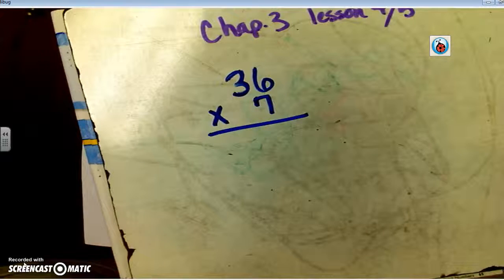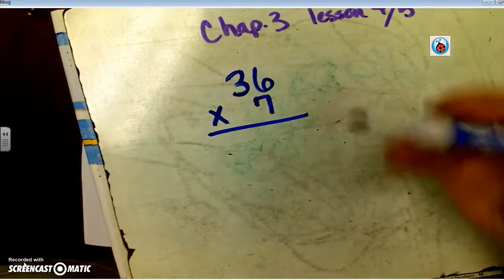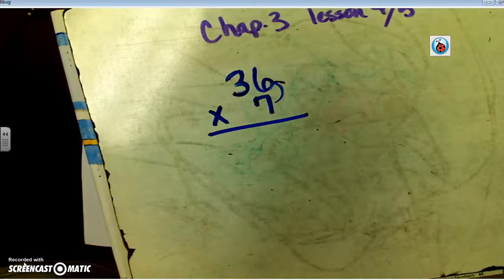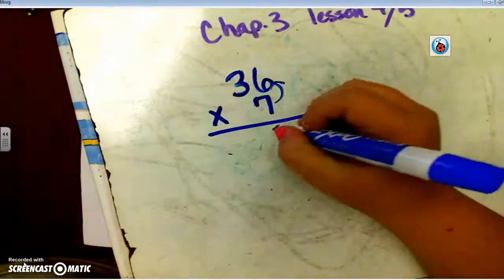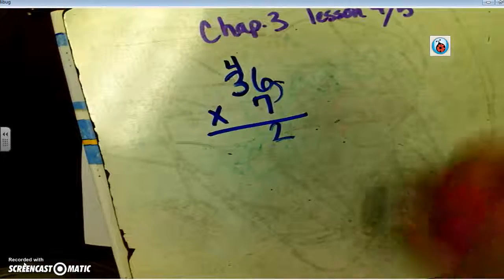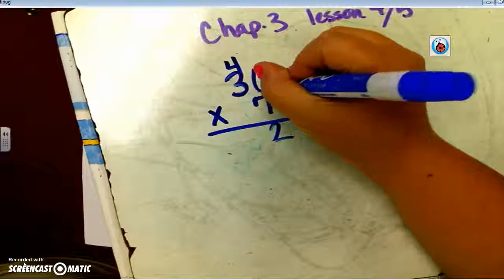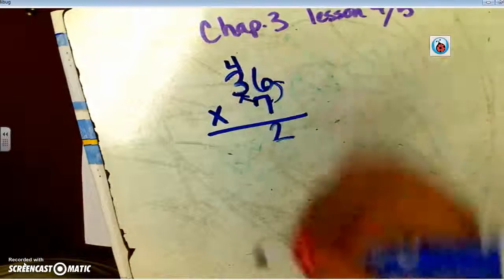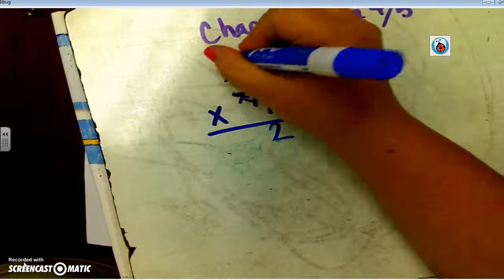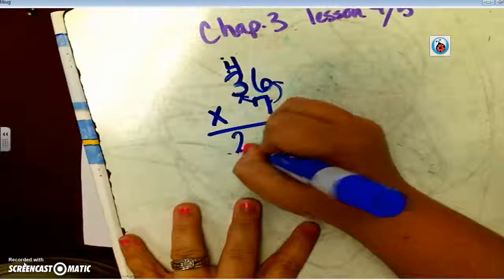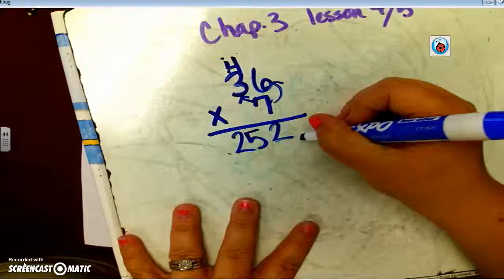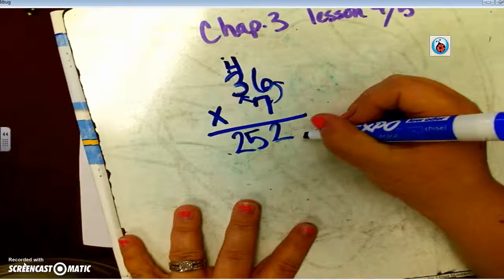You were probably taught to take 7 times 6. 7 times 6 is what? I'm going to put my 2 and carry my 4, right? Then I've already taken 7 times 6. Now I need to take 7 times 3. 7 times 3 is 21, plus this 4 I had to carry, 25. So 36 times 7 gives me a product of 252.